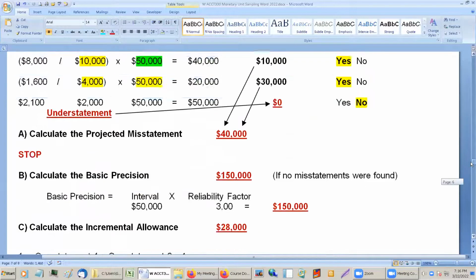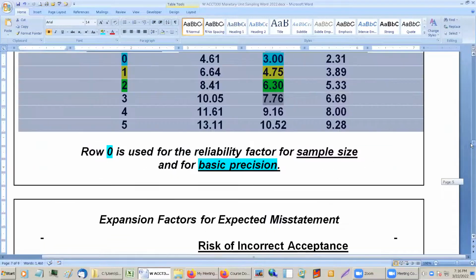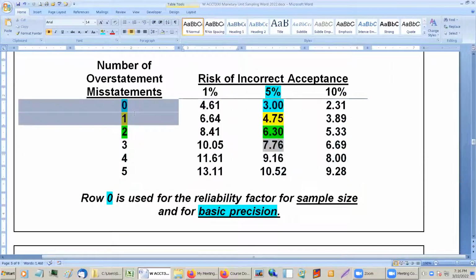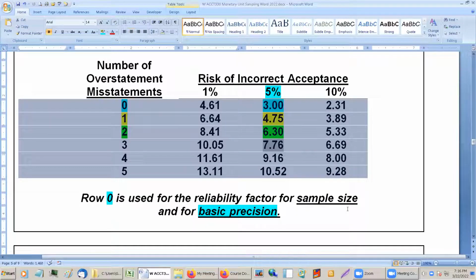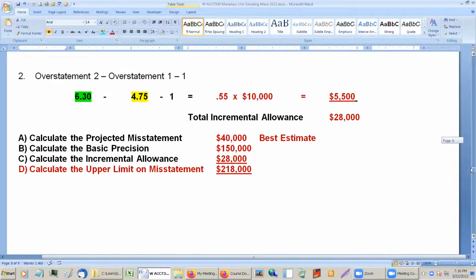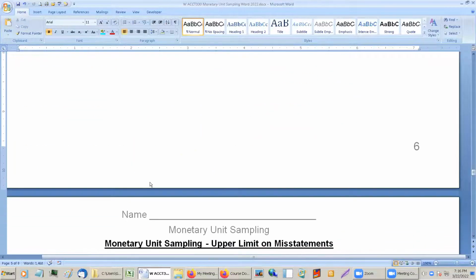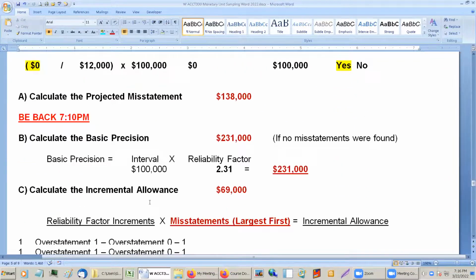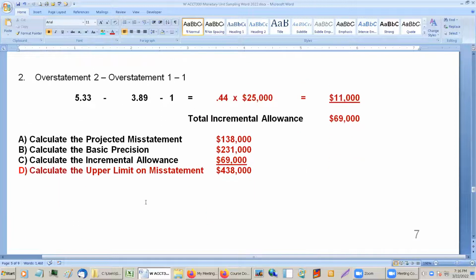So this table up here only goes up to 5 misstatements. So this is when you doubt that there's going to be too many errors in it. Then this method works well. If you do have a lot of errors in it, then you run into a problem.